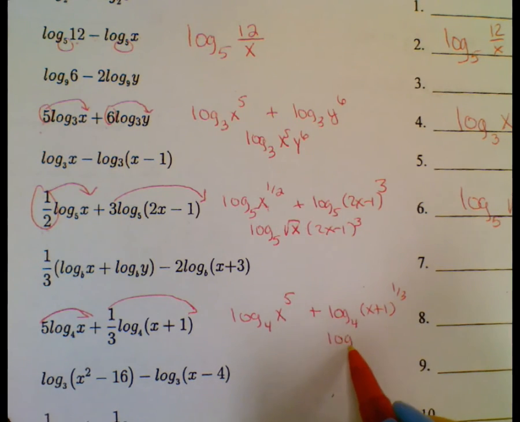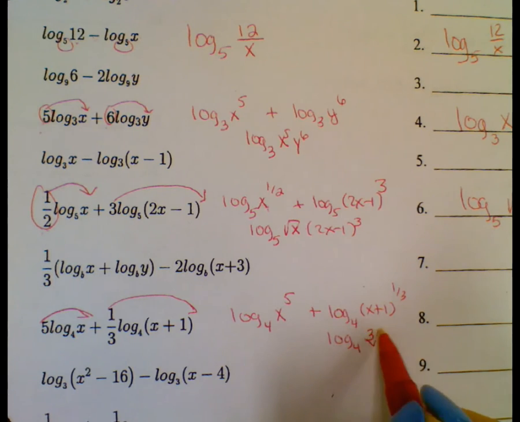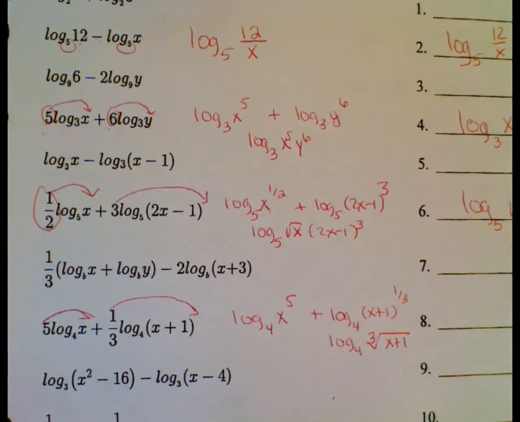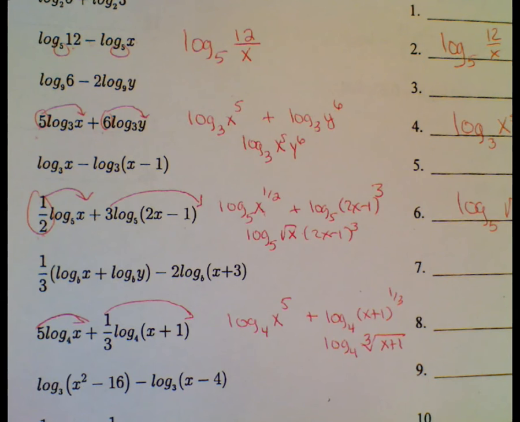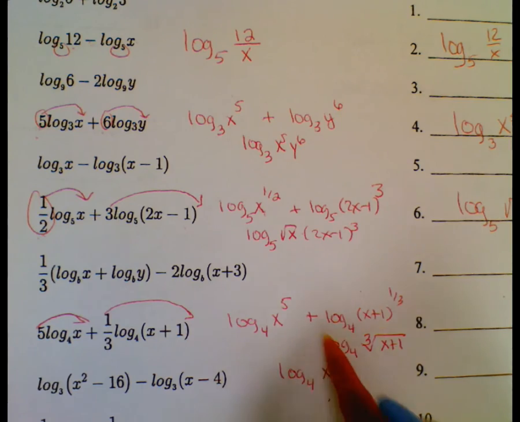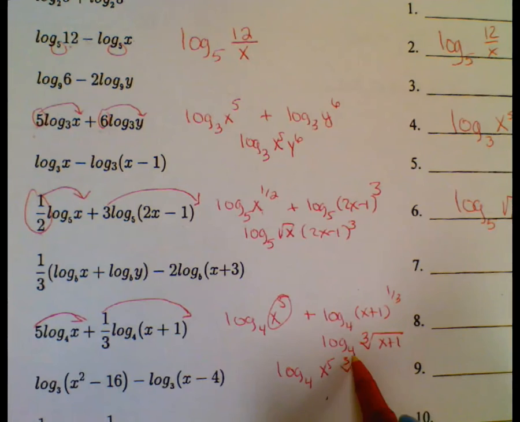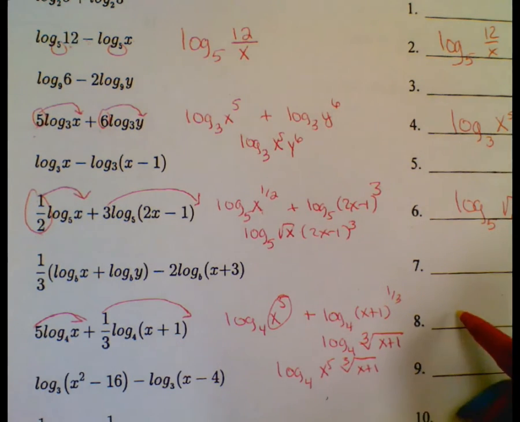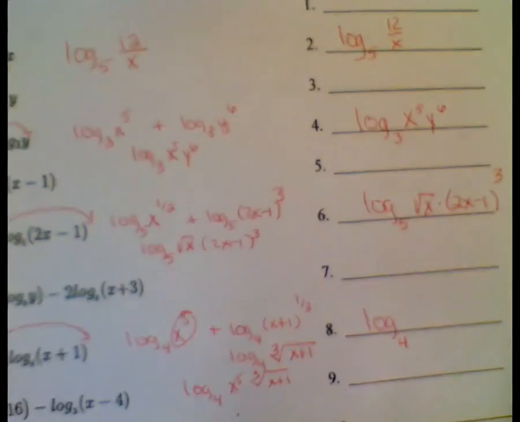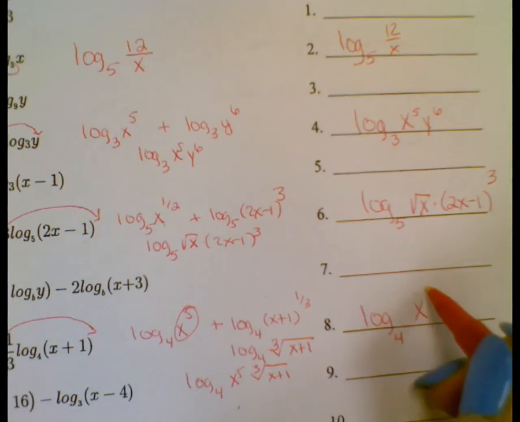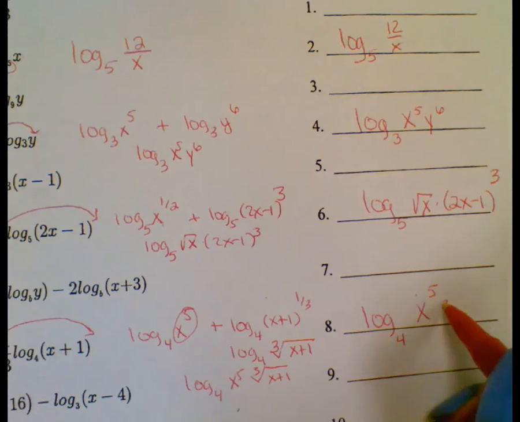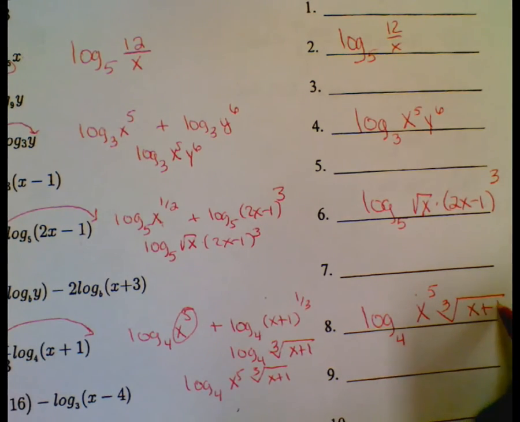So that's really going to be log base 4 of the cube root of x plus 1. That's how you would write a fractional exponent. So our final answer is going to be log base 4 of x to the 5th, that's this one, times, because there's a plus sign, times the cube root of x plus 1. So let's write that in here. We have log, make sure the base 4 is under the line, and then you have x to the 5th and the cube root of x plus 1.